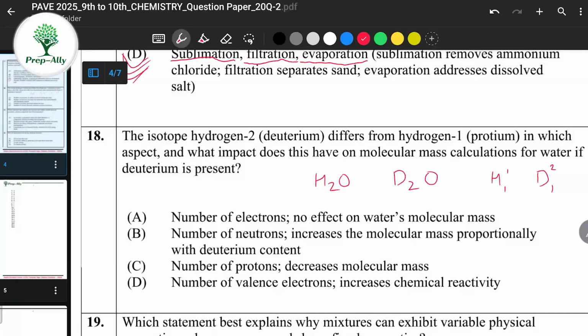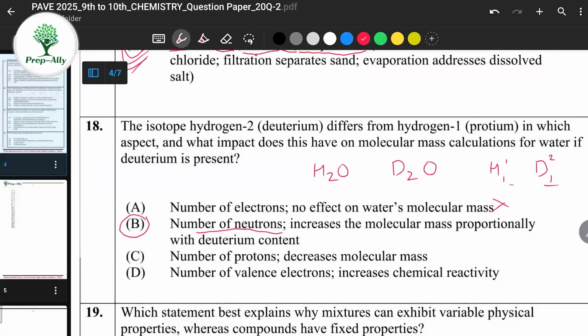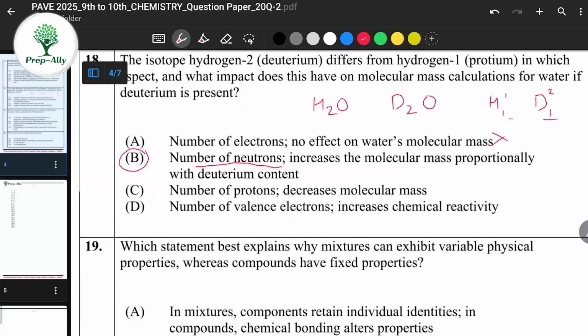So the first option is number of electrons, no effect on water molecular mass. No, that is wrong. Number of neutrons increases the molecular mass proportionally with deuterium content. Yes. If you have more deuterium, the number of neutrons will increase, because they both have the same number of protons, 1 and 1, but deuterium has more neutrons. Deuterium has one more neutron as compared to normal hydrogen, which we call protium. So the correct option is B.